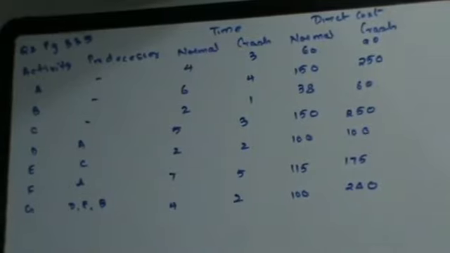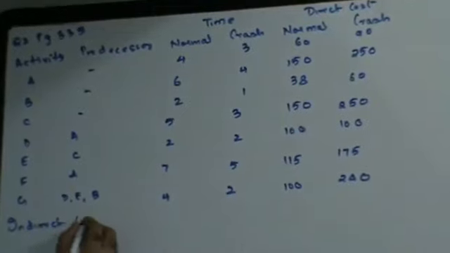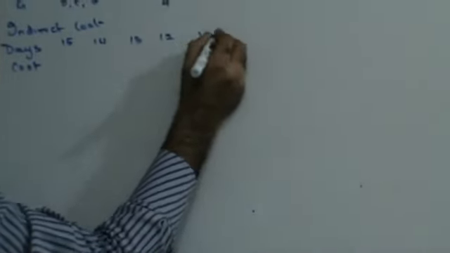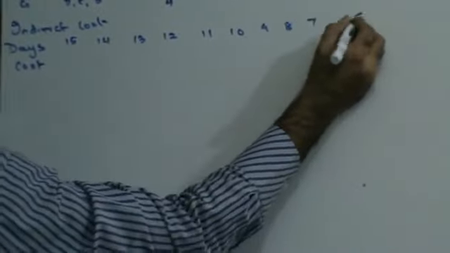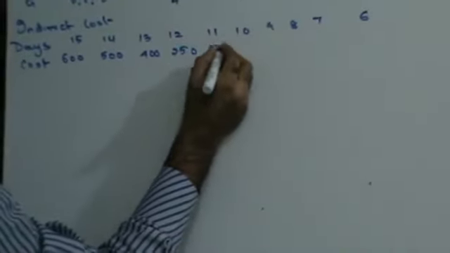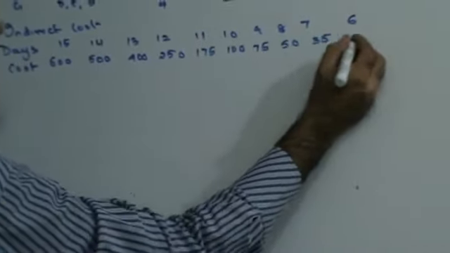Right? Next, indirect cost. Indirect cost is given to you in terms of days cost. 15, 14, 13, 12, 11, 10, 9, 8, 7, 6 days, costing 600, 500, 400, 250, 175, 100, 75, 50, 35, 25. Right? Now, this is the sum given to you.